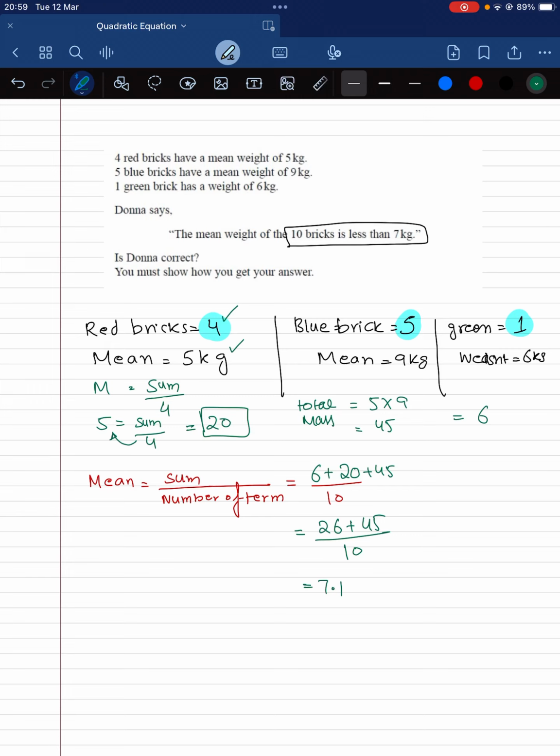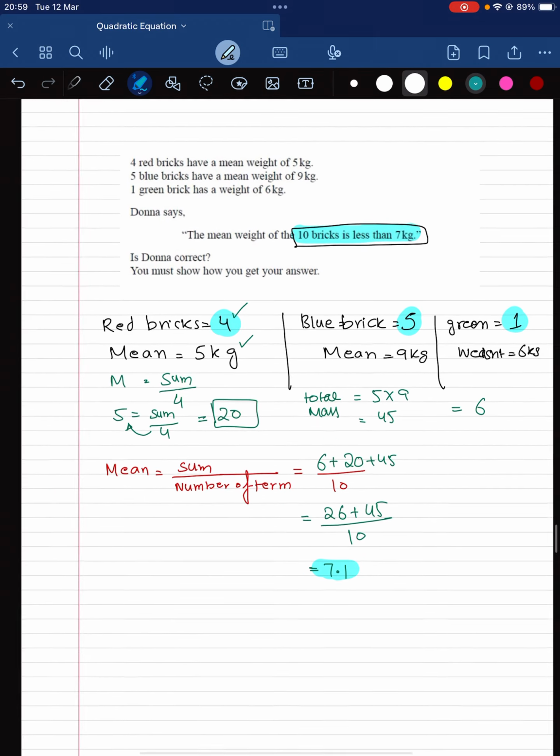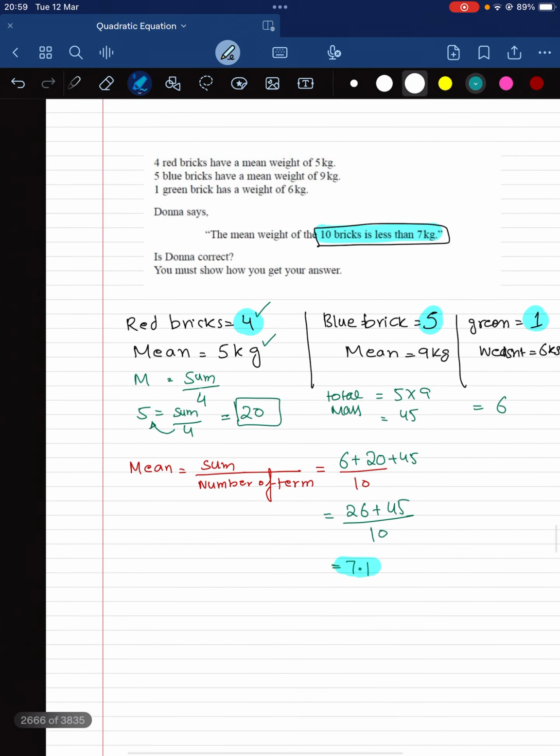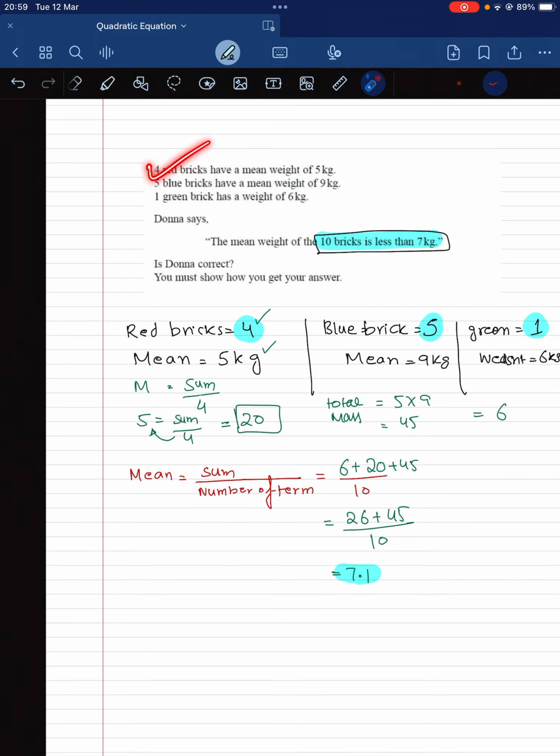So according to the question, he was saying that the total mean is less than 7. Now you can see that the mean is more than 7, it is 7.1, so this statement is incorrect. Is Donna correct? We can write that it is not correct, because the mean weight is more than 7. Now, in the paper we will have this type of question. They will not ask you the direct or simple question. They will ask a question in which you have to interpret the formula. So you must be able to understand this concept, then you can apply it to new questions.